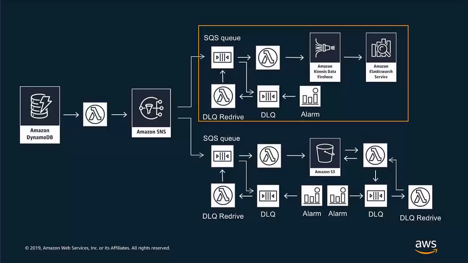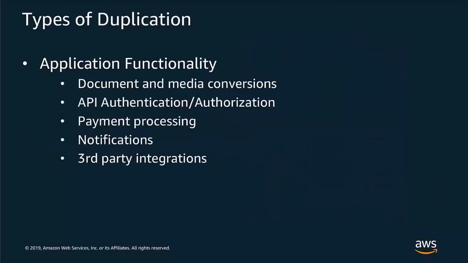This kind of duplication is pervasive throughout the tech industry and is not only limited to DevOps. It's also present in core application functionality. For example, document and media conversions are a very common thing that need to happen in an application, generating thumbnails, converting one document format to another. API authentication and authorization, for example, OAuth authentication. Payment processing, notifications, third-party integrations, these are all common and, generally speaking, not business differentiating functionality of an application.